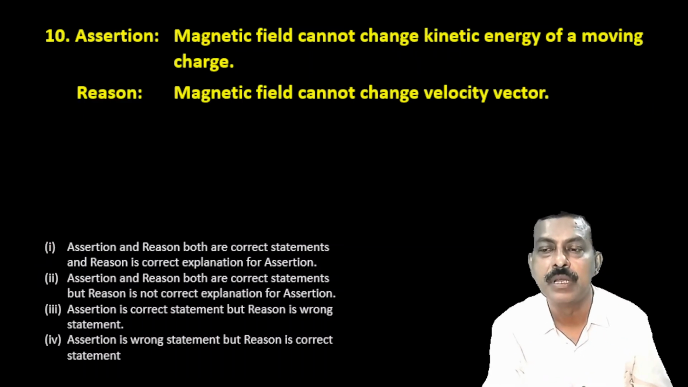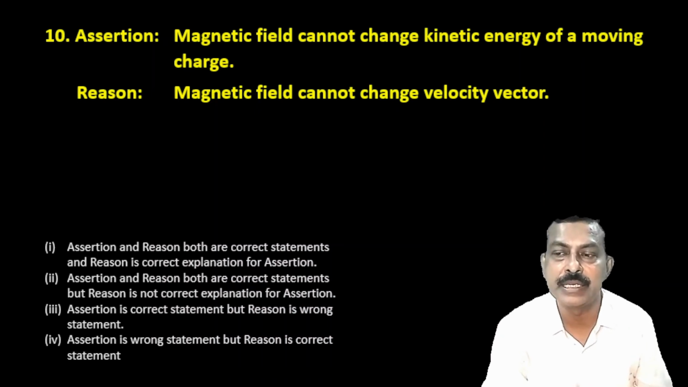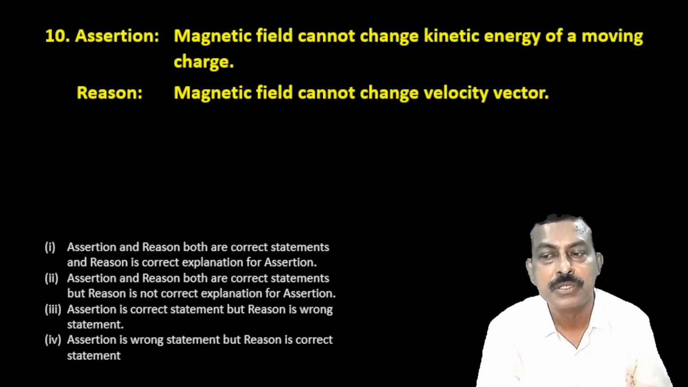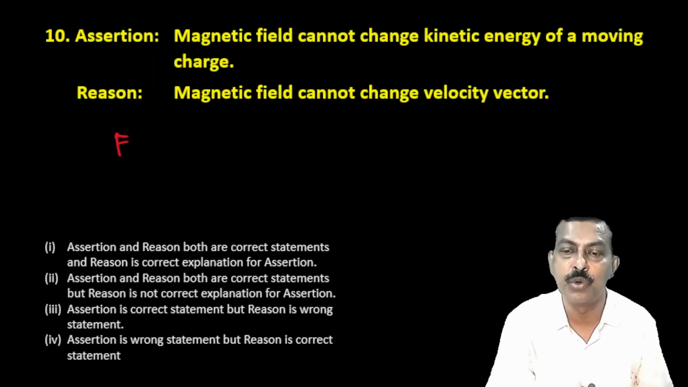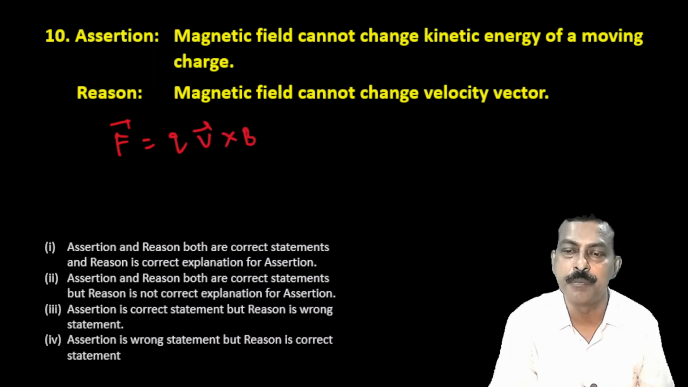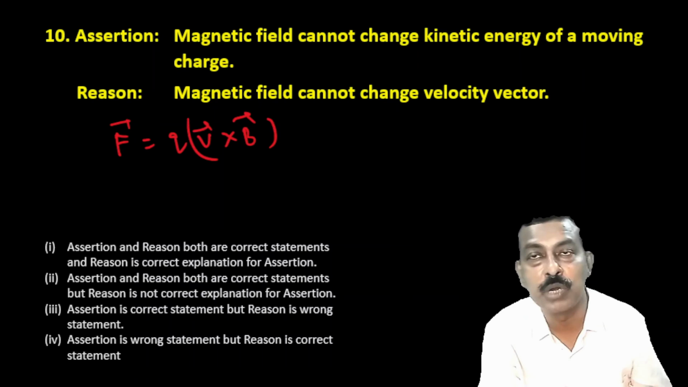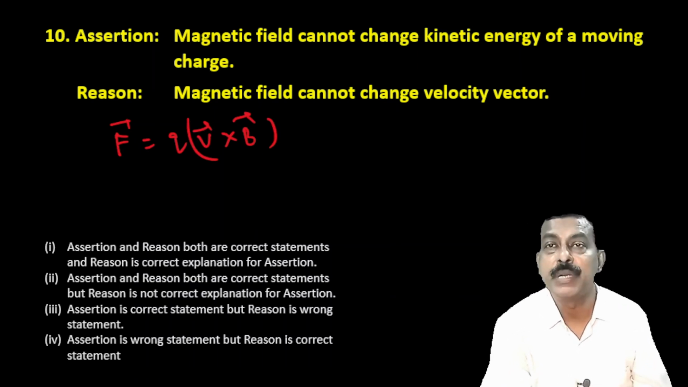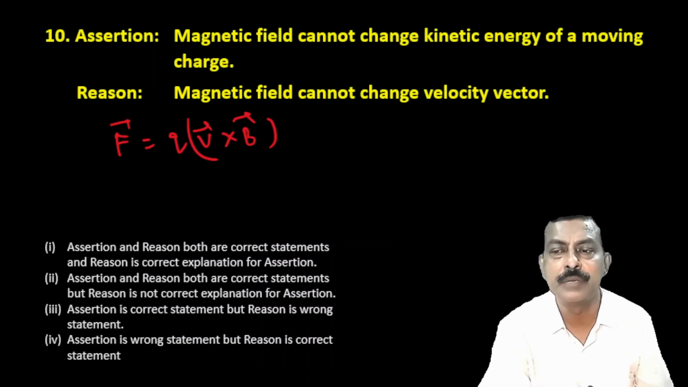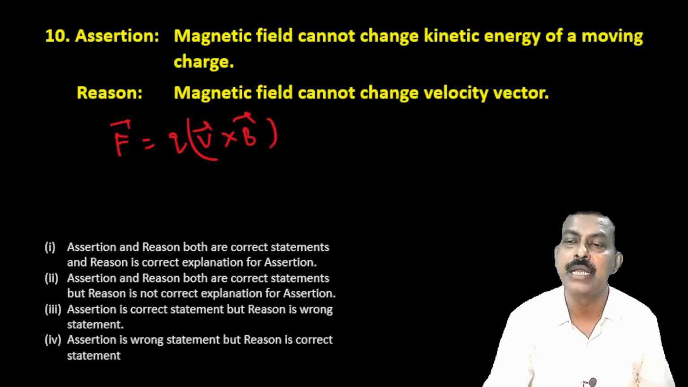Let's take the next question. Magnetic field cannot change kinetic energy of a moving charge. Again, you know that force expression, it was Q V cross B. Force is perpendicular to the velocity and magnetic field. And if the force is perpendicular to the velocity, definitely there will be no work done. And if no work is being done, that means no change in the kinetic energy. So this is true.